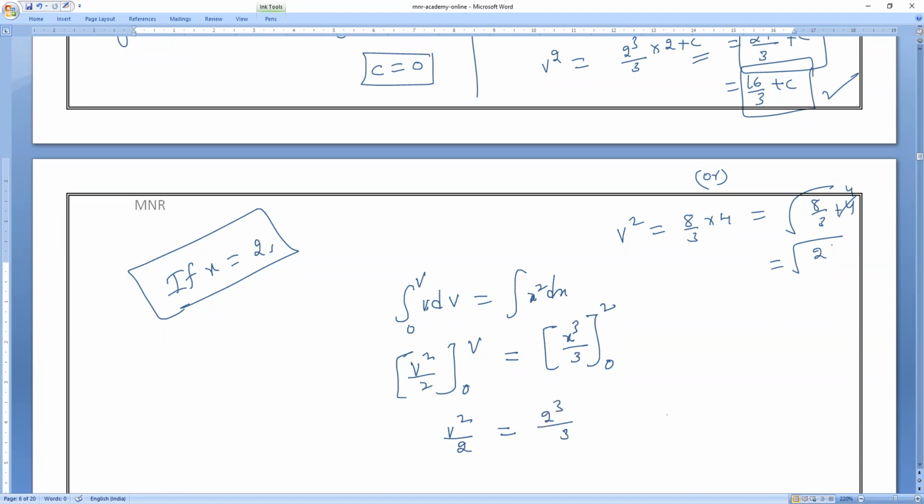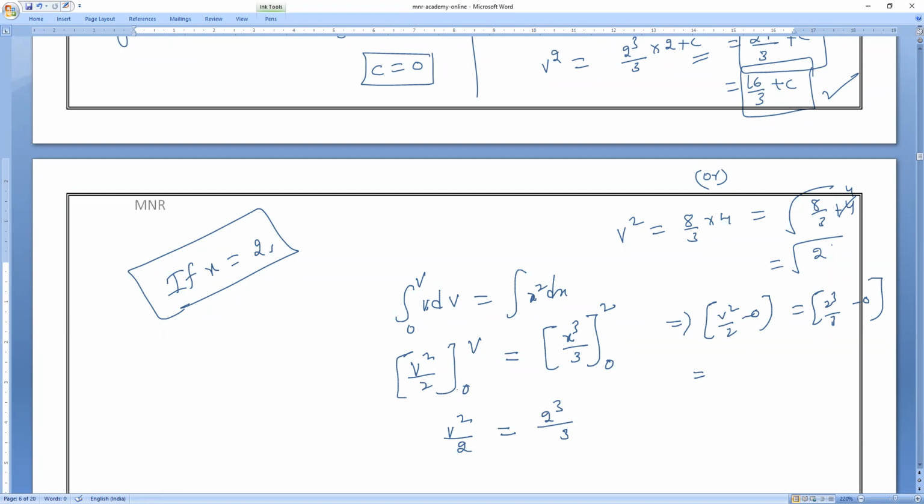Is it okay? Any doubt? Yes, sir. So how it will be 2 cube by 3? I'll substitute it here. Check it everybody. So v square by 2 minus 0 equals to 2 cube by 3 minus 0. Is it right or wrong? Both the cases, am I correct? All of you? Yes, sir.